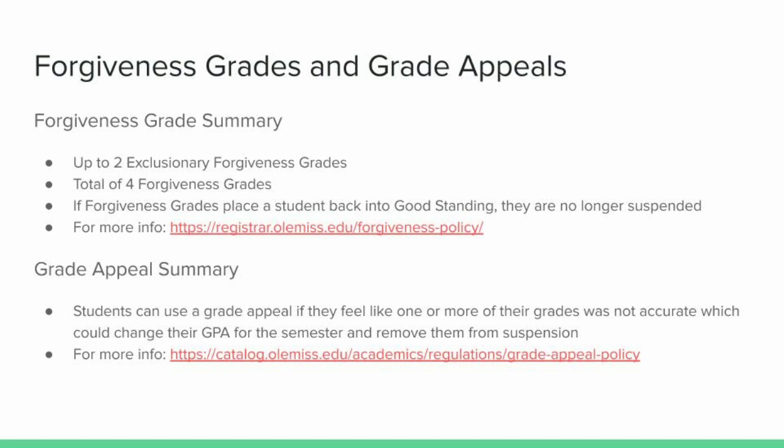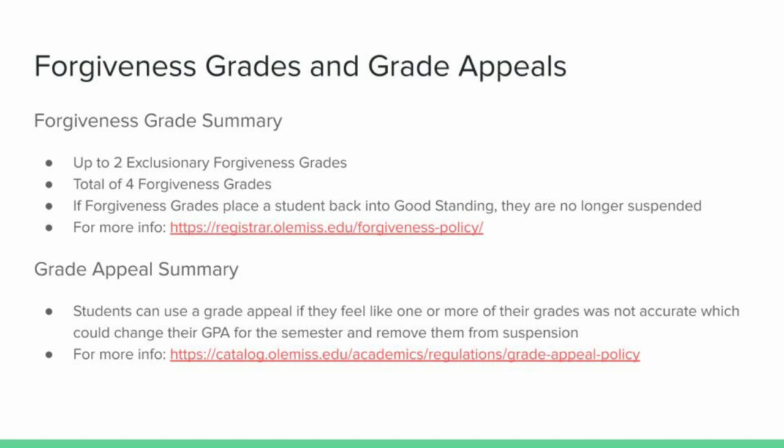You can combine these however you'd like, meaning that you can use all 4 as regular forgiveness grades, 3 as regular forgiveness grades and 1 as an exclusionary forgiveness grade, or 2 regular forgiveness grades and 2 exclusionary forgiveness grades. If these forgiveness grades cause your GPA to return to good academic standing, meaning that your cumulative GPA goes to a 2.0 or better, then you will be removed from suspension. These forgiveness grades can be submitted through the registrar's office, and more information about them can be found on the registrar's website.